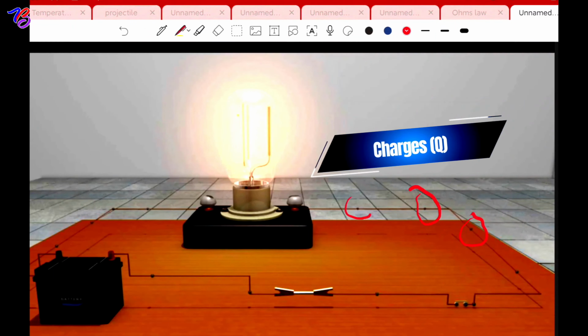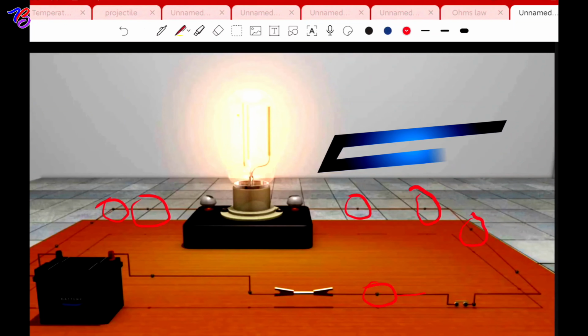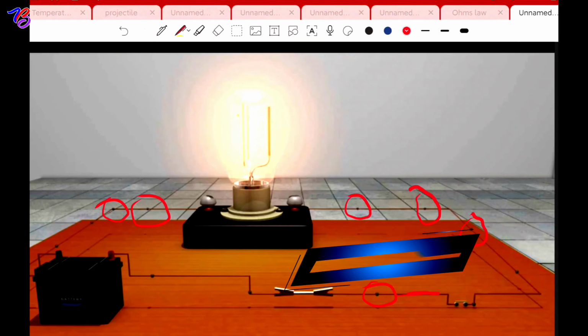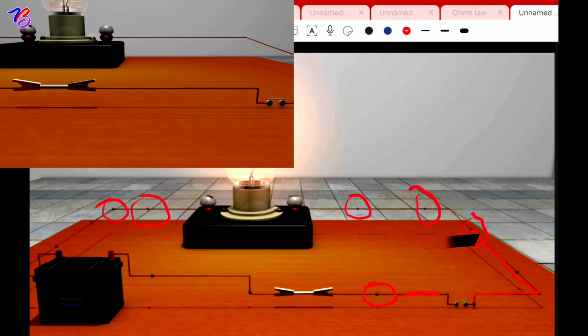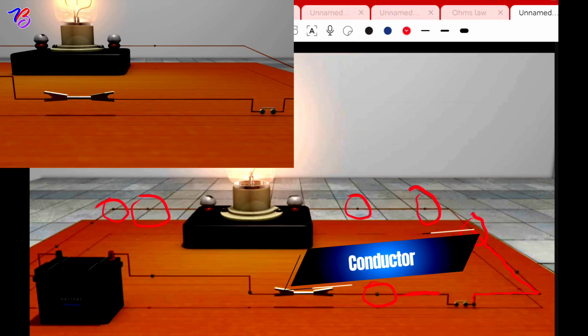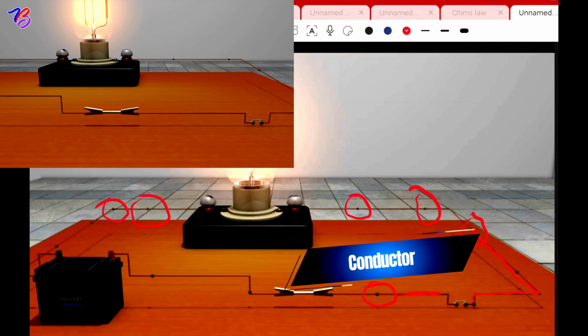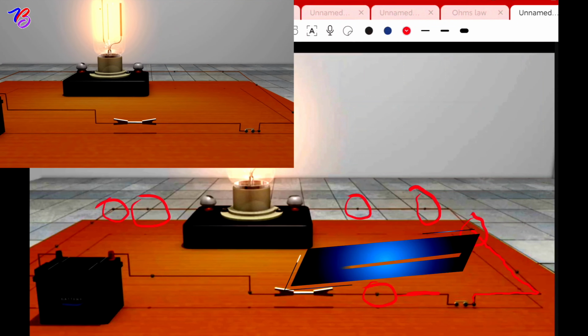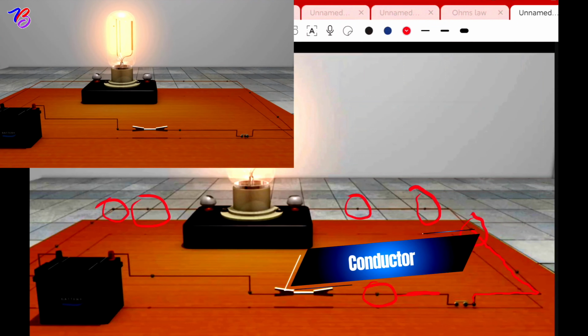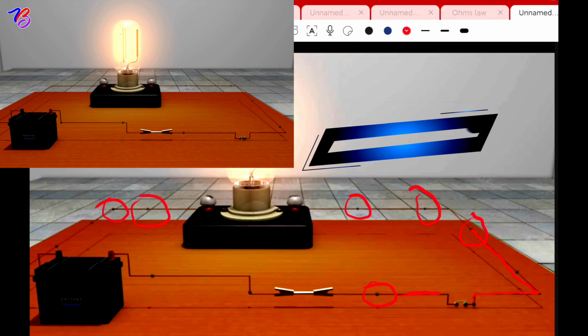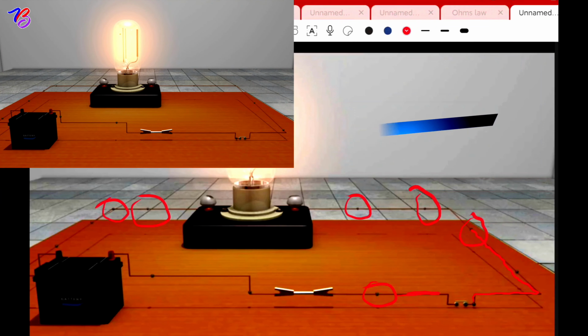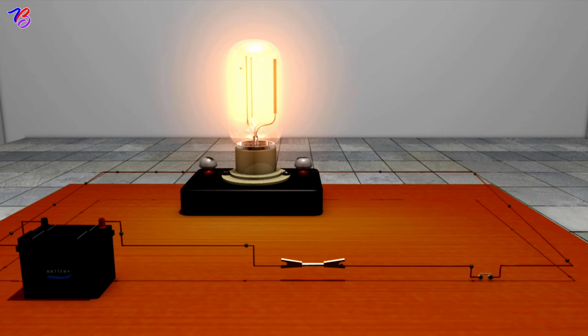So let's circle the charges. You can see them, the charges. Let's circle them. Yes, then this is our conductor, the path through which these charges flow. I hope you are following. This is to help you understand that when individual charges are in motion, current is generated. A combination of charges in motion gives you electric current.